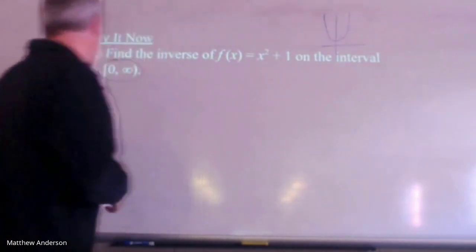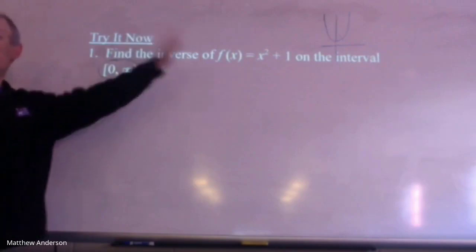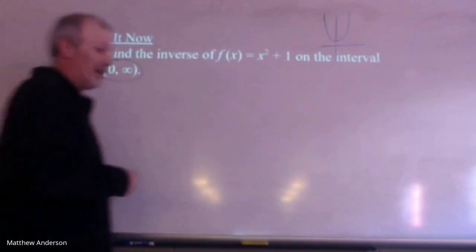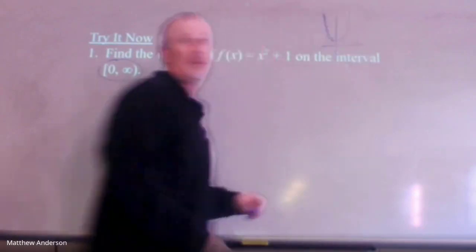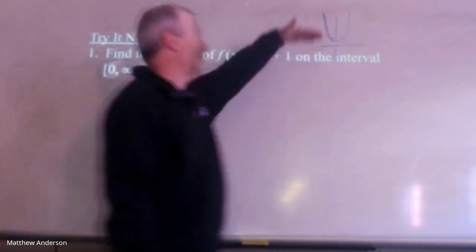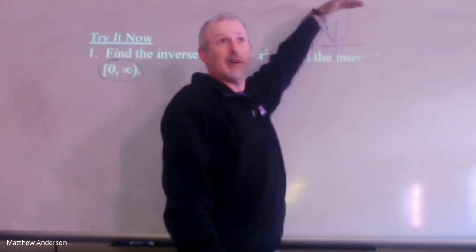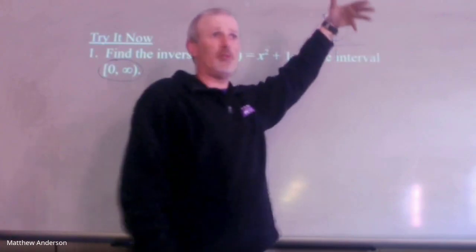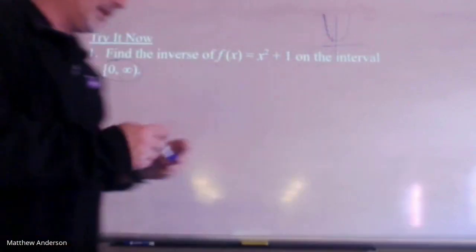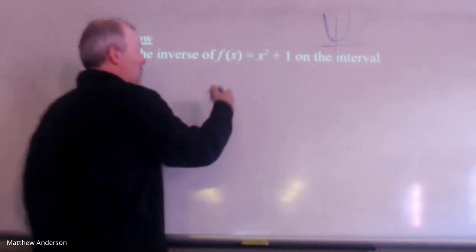And what they're doing right here is they're saying we're only going to look at the x values that are greater than or equal to 0. So they're ignoring that whole side. And by doing that, that makes this a 1-to-1 function. Now it passes the horizontal line test. It only touches once, whereas normally that's not true for a parabola. So now we can do our steps and we'll actually get an inverse function.